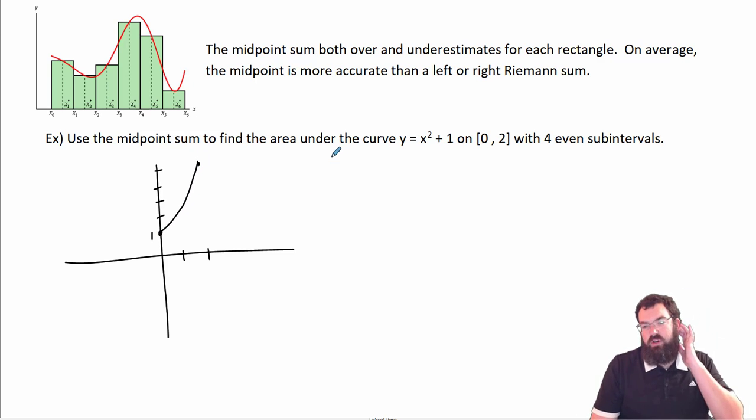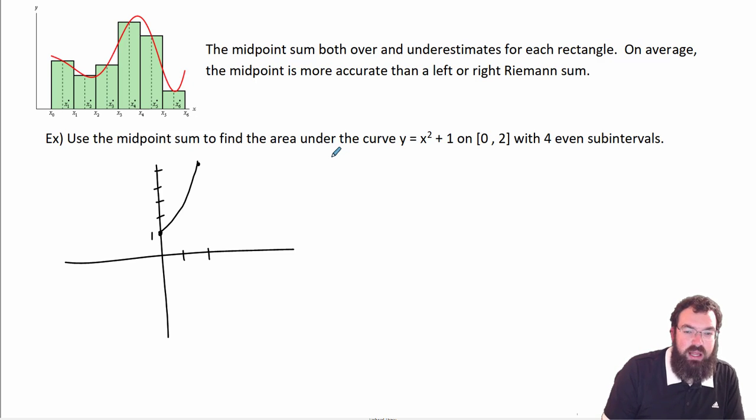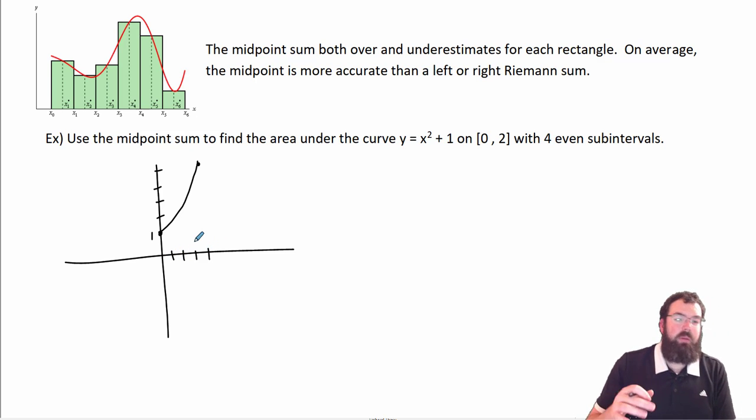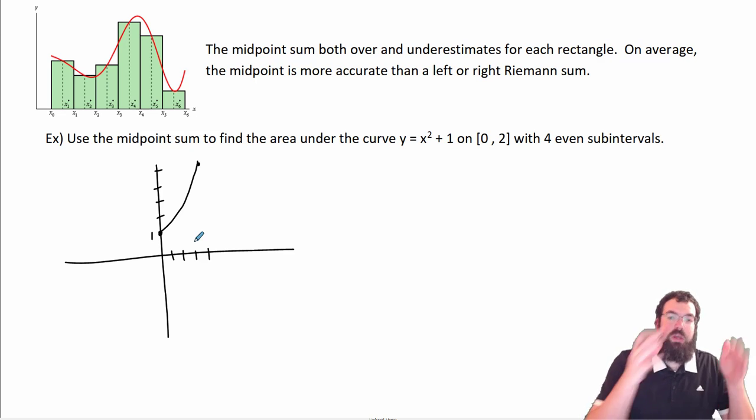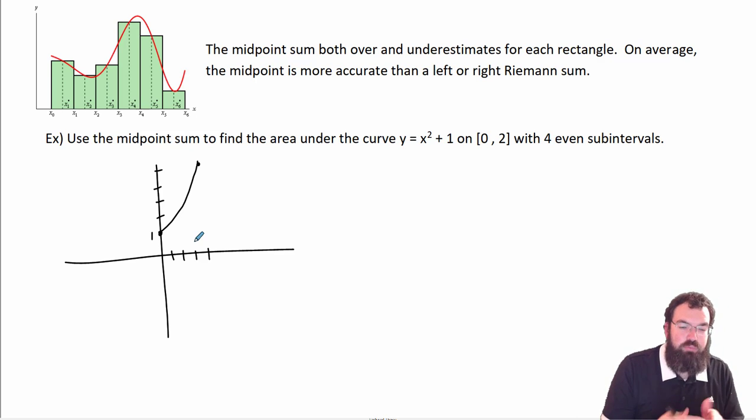So it's an increasing function, and now I want to find our rectangles. I want 4 even subintervals, so from 0 to 2, that means I'm going every half. So every half is going to be my interval, and I'm going to have 1, 2, 3, 4 rectangles. But remember, because I'm dealing with midpoint, I want the halfway point in between. So in between 0 and a half, this is going to be a quarter. So I'm going to go up and make my rectangle for a quarter.